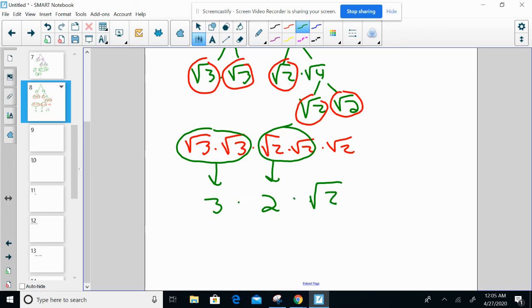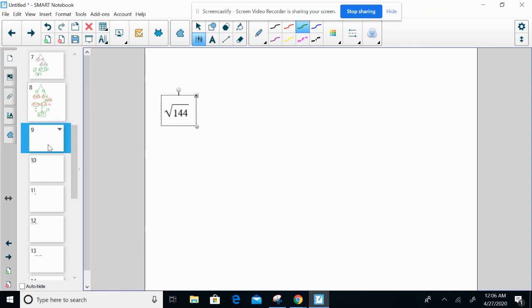Now you're not completely done. 3 times 2, these are numbers. They multiply to 6. Square root of 2. There's your answer. Square root of 2 stays underneath the square root. 3, there was a pair of them. They had a buddy. 2 times 2 gave us buddies. 3 times 2 in the end gave us 6 square root of 2. All right, one more.